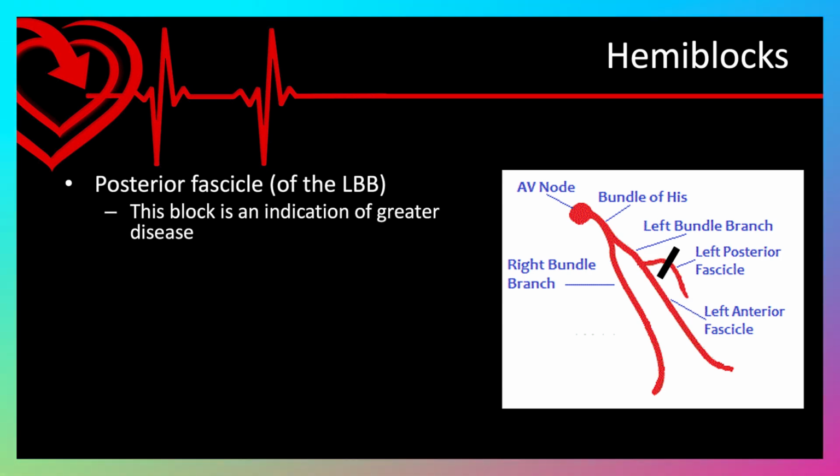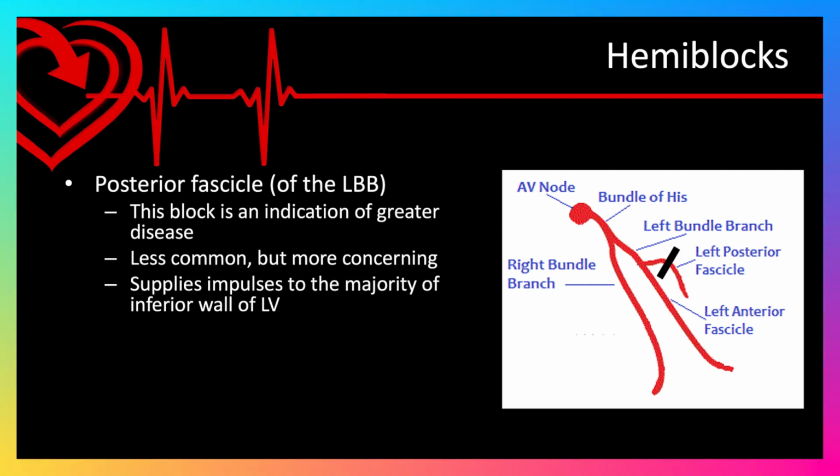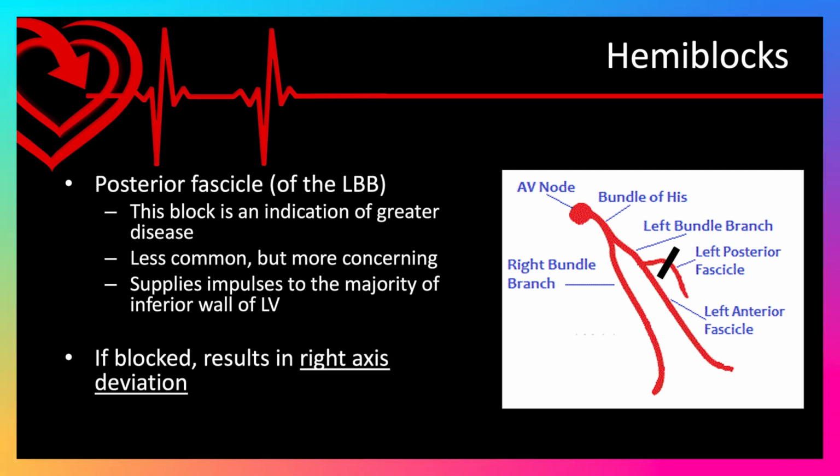The posterior fascicle, as I said, is typically an indication of a greater problem, a more significant cardiac disease, but it's also less common. This supplies the impulse to the majority of the inferior wall of the left ventricle, which kind of makes sense because it's supplied by the circumflex and right coronary artery, which also supply the inferior wall of the ventricle. And if it's blocked, it's going to show up as a right axis deviation.